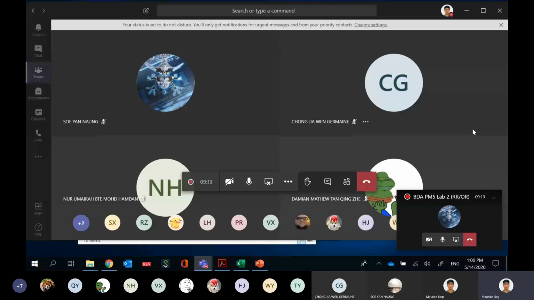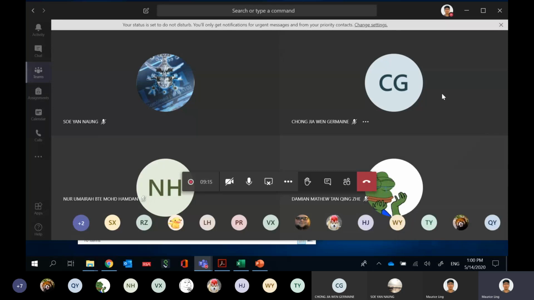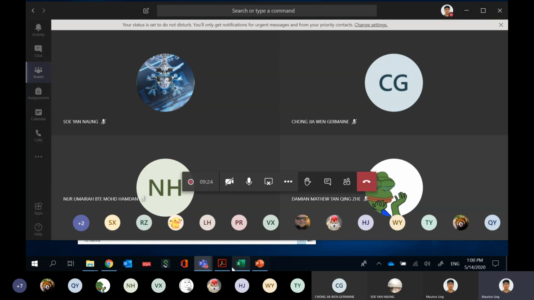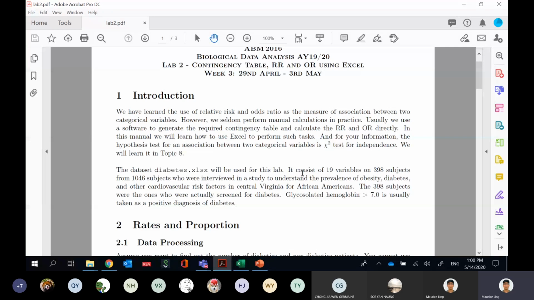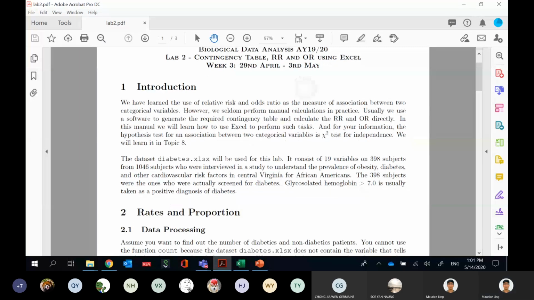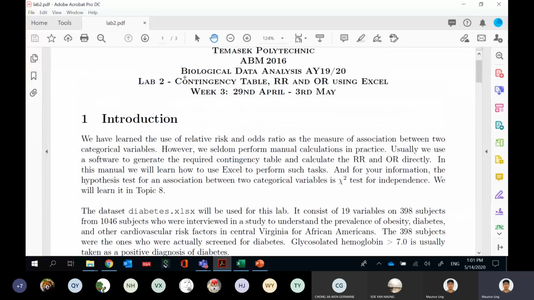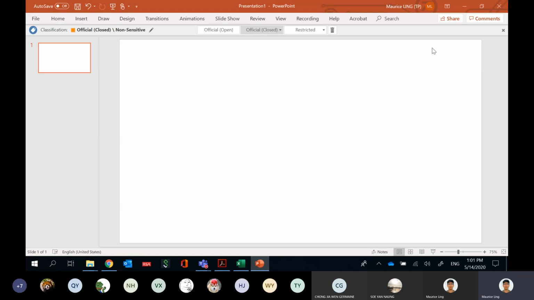Okay, so today we are at topic 2. We have finished the first 2 lab sessions in the first week, so now we are going to the second lab session. The second lab session is basically about how, from the data set, you construct your contingency table, relative risk and odds ratio. So let's do a quick revision.